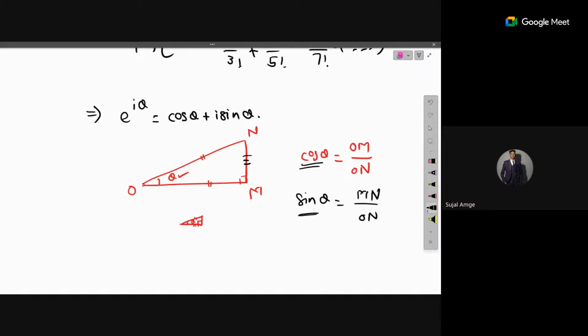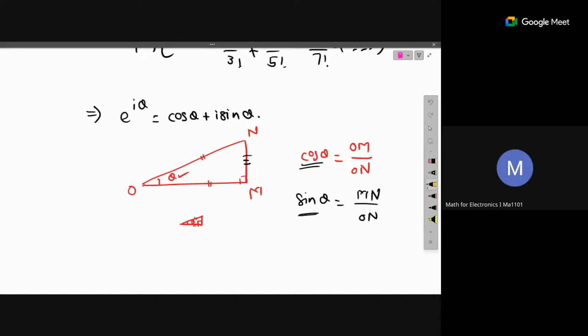In my 12th and 10th class, no teacher explained like that. They only say the opposite side upon the hypotenuse is sine theta. Only that.